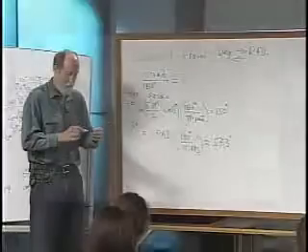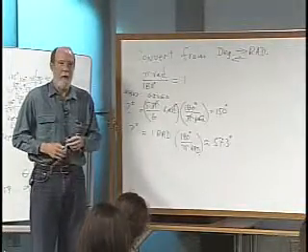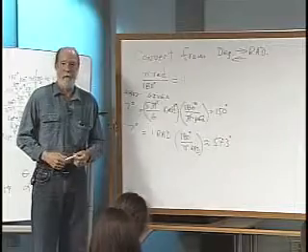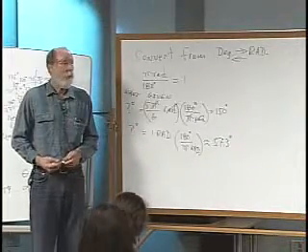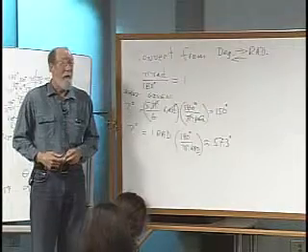Approximately 57.3 degrees. So that might be a handy thing for you to have in the back of your mind, that if you ever see 1 radian popping up, you know that it's a little less than 60 degrees. Okay?